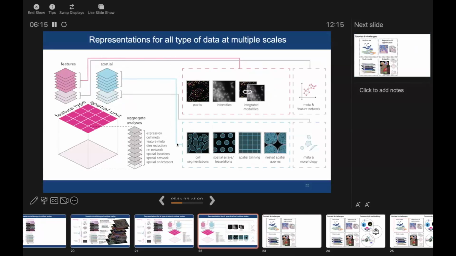You can have one spatial unit, or you can have 1,000 spatial units. It doesn't really matter. That spatial unit can be cell segmentations, any type of segmentations, an array or some type of tessellation, a spatial binning approach, or you can even start thinking about nested spatial queries. And at some point, you can aggregate these features and this spatial information in any way that you want. You can do that one time, you can do that 1,000 times. You can do that across different types of technologies. You have multiple technologies, and that allows you to profile and integrate that data quite efficiently.